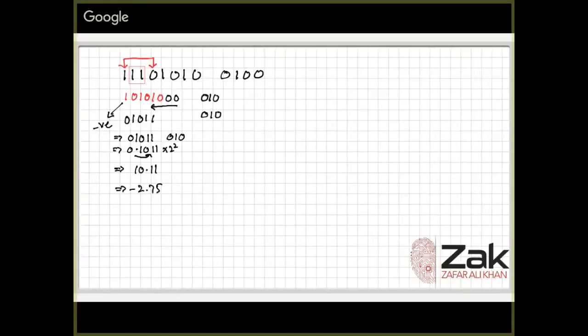Is it clear? Whenever you have got a binary floating point number, first you have to check if it is normalized or not. If it is not normalized, normalize it first, and then check the sign. If it is positive, go on. If it is negative, turn it to positive first. First you turn it and then solve it. Once you have got the answer, put a negative sign there. If it is a positive number, leave it like that.